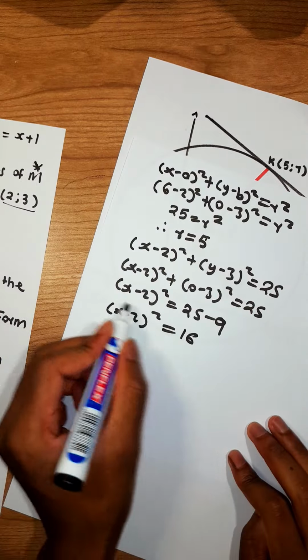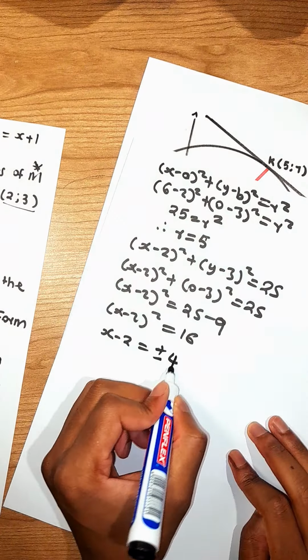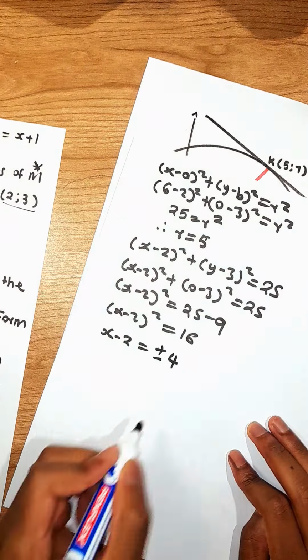And then I'm going to put the square root on both sides. I'll be left with x minus 2 equals plus or minus 4. So let me just take the positive 4 first. I'm just going to have x minus 2 equals 4. Now let me take the minus 4.